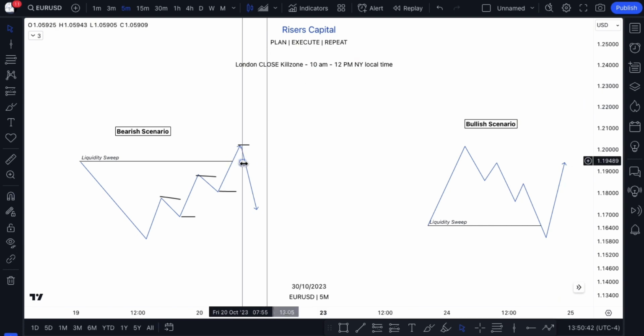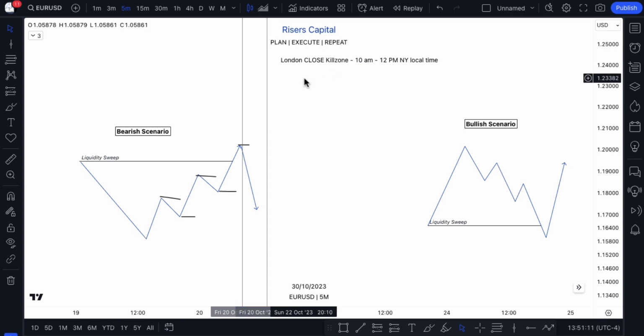So what you want to be looking for is a market structure shift, displacement lower, and a fair value gap to enter off of, or any other PD array like an order block, breaker block, etc. And what you want to be targeting is the other side of liquidity. So these old lows here, old lows, etc. You want to be aiming for about 10 to 15 pips max. You don't want to be looking for any more than that, because in this Killzone you do not get much movement. You can at times, but most of the time you won't get much movement.